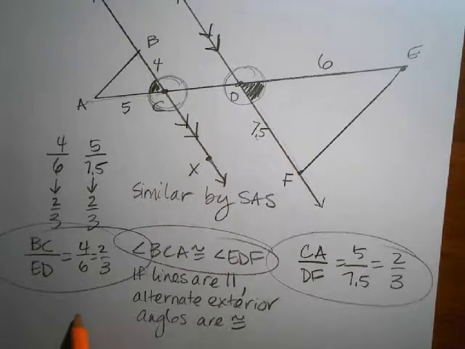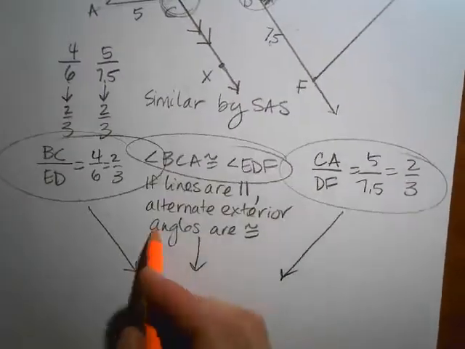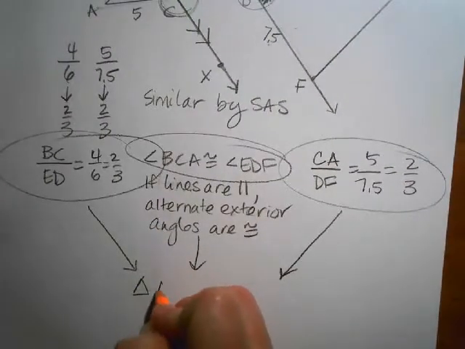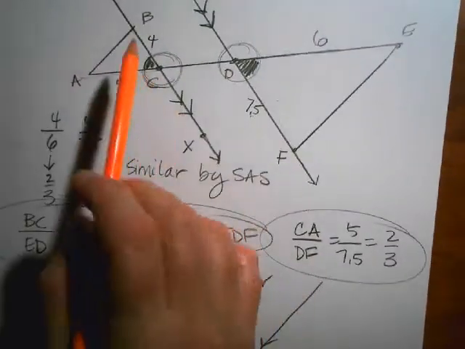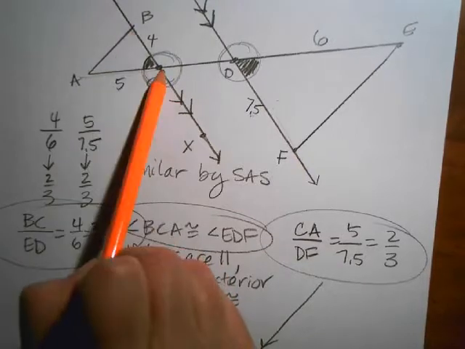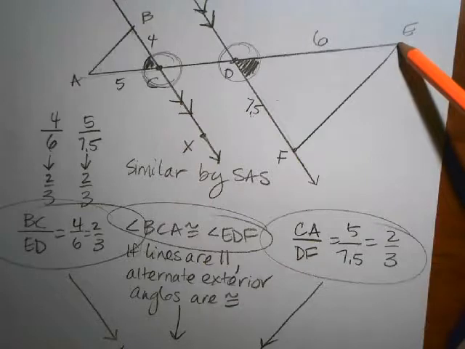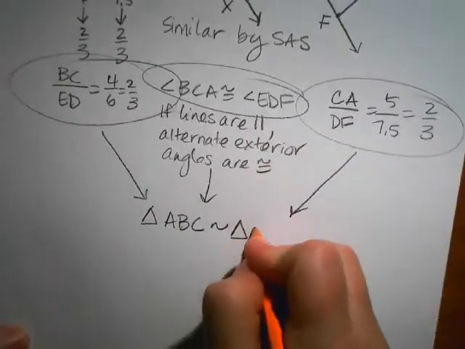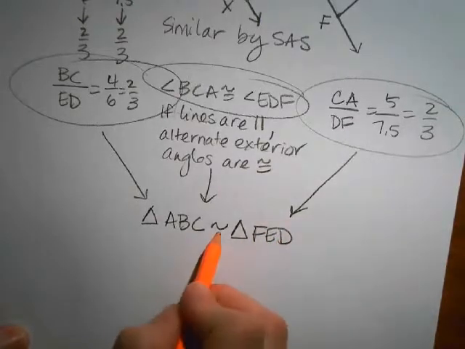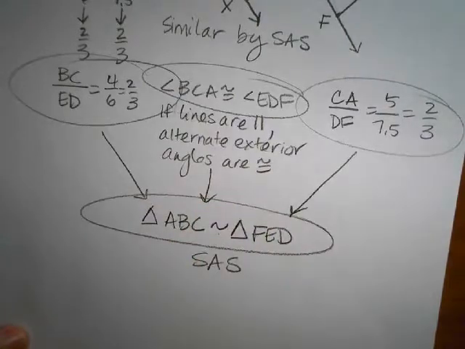Okay, so given these 3 pieces of evidence, we know that our triangles, triangle ABC is similar to triangle, let's see, ABC. If I name it that way, I'm going to have to say FED. They are similar by side, angle, side. That is a condition for similarity.